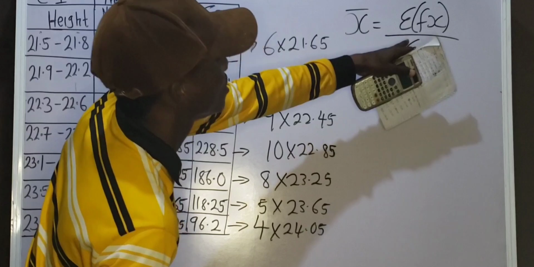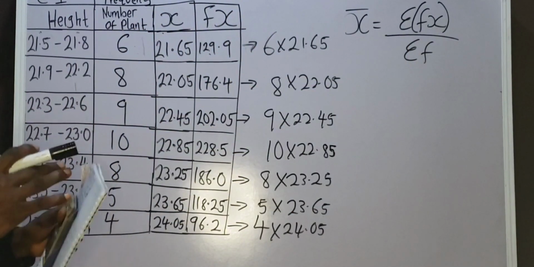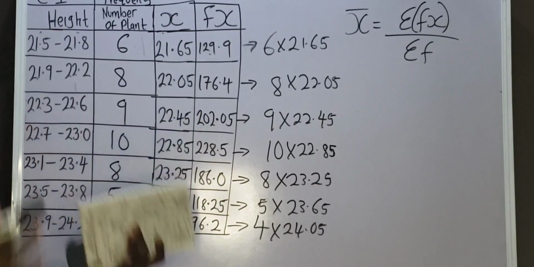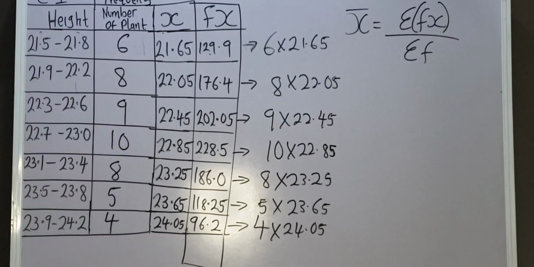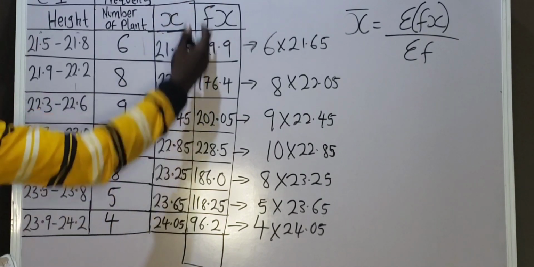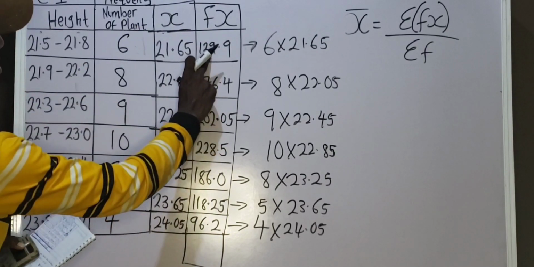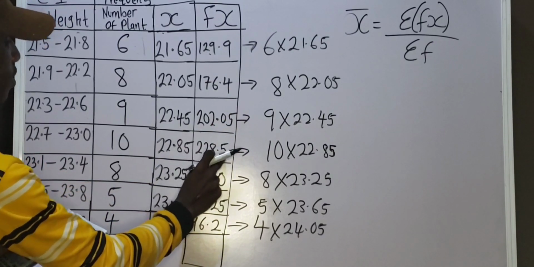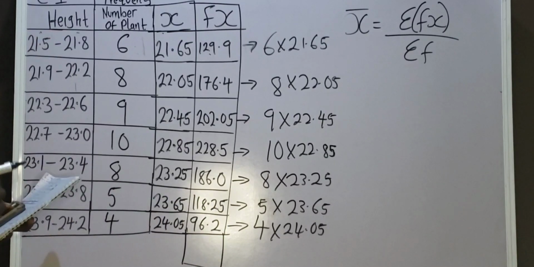From the formula, we need the summation of fx. Immediately you remember your formula, half of the problem is already solved, because the formula tells you what you are going to have on your table. The summation of fx simply means the sum of the products fx. I've already taken the products, so I'm going to sum that column: 129.9 plus 176.4 plus 202.05 plus 228.5 plus 186.0 plus 118.25 plus 96.2.